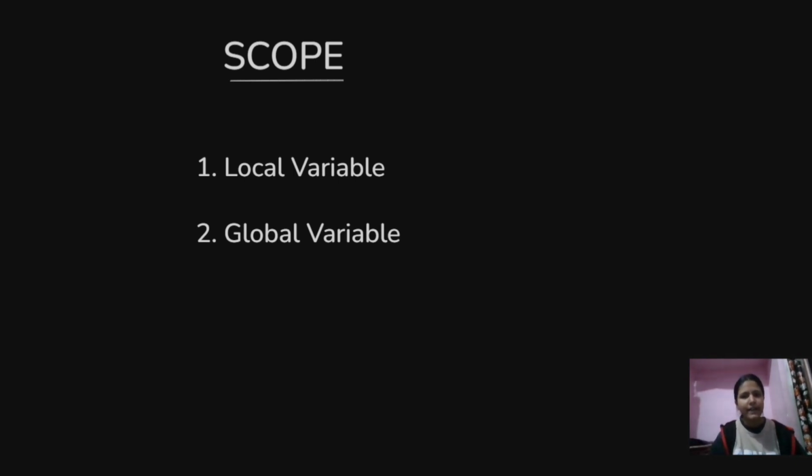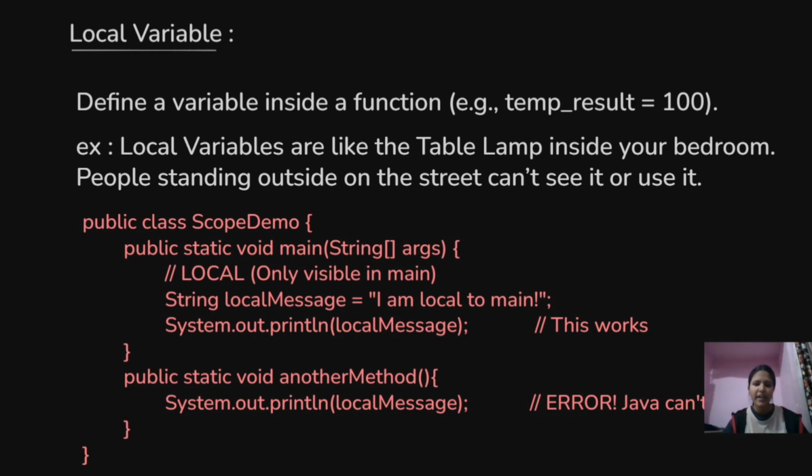So let's start now. First, we understand the local variable and its scope. Then we understand the global variable and its scope. So basically, a local variable is a variable defined inside a function. When we define and initialize a variable in the function, that is a local variable. Example: temporary result or temperature equal 100.